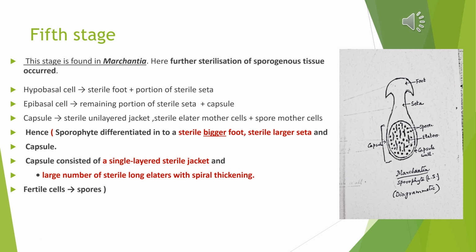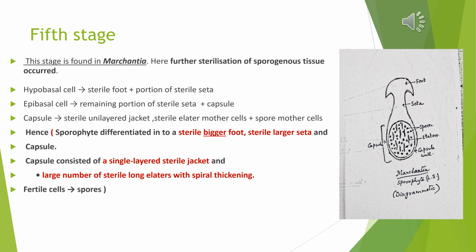Now the fifth stage. This stage is found in Marchantia. Here further sterilization of sporogenous tissue has occurred. Development of sporophyte: hypobasal cell gives rise to sterile foot and portion of sterile seta. Epibasal cell gives rise to the remaining portion of the sterile seta and capsule. Capsule consists of sterile unilayered jacket, sterile elaters and spores.